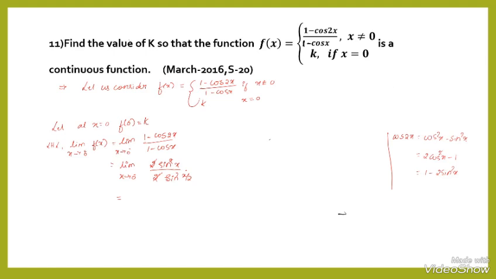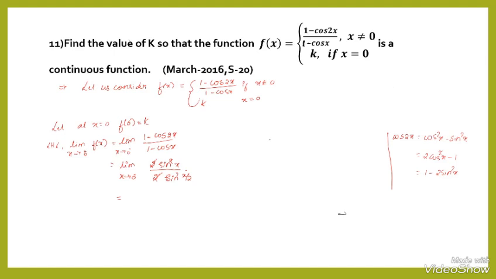Okay, 2 square becomes 4. X square gets cancelled. Then 2 square will be 4. 1 divided by 1 by 4 becomes 4. Similarly, the left hand limit, limit x tends to 0 minus f of x, is equal to 4. Again at x not equal to 0, the right hand limit, x tends to 0 plus, is also equal to 4.